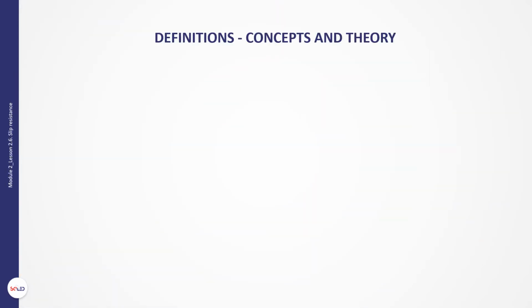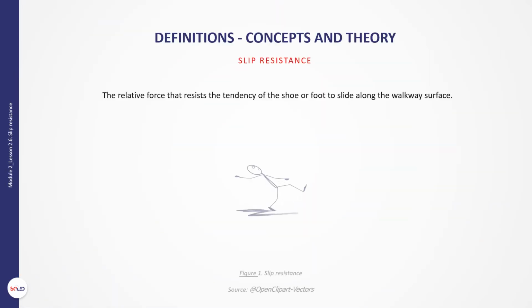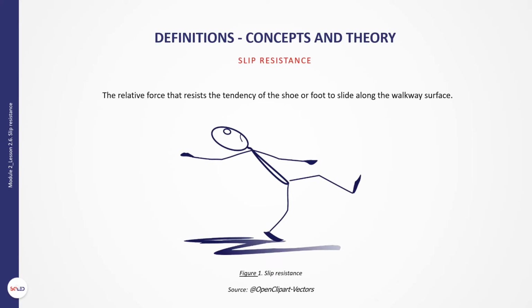Definitions, concepts and theory. Slip resistance is the relative force that resists the tendency of the shoe or foot to slide along the walkway surface. Slip resistance is related to a combination of factors including the walkway surface, the footwear bottom, and the presence of foreign materials between them. Slip resistant is the provision of adequate slip resistance to reduce the likelihood of slip for pedestrians using reasonable care on the walking surface under expected use conditions. The definitions of the terms slip resistance and slip resistant are from ASTM F1646.